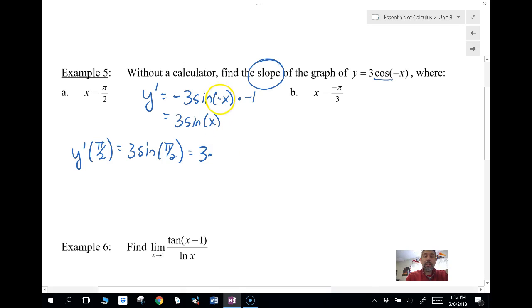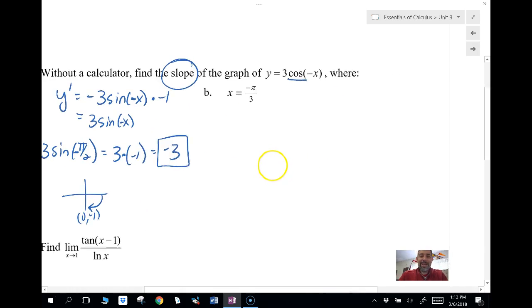And because I know my unit circle so well, I know that sine of pi over 2 is going to, I forgot my negative. There's still a negative there. Sine of negative pi over 2. I still know my circle so well, even though I forgot that negative. Negative pi over 2 is right here, at 0, negative 1, and that's going to be negative 1. Negative 3 is going to be your answer for that.